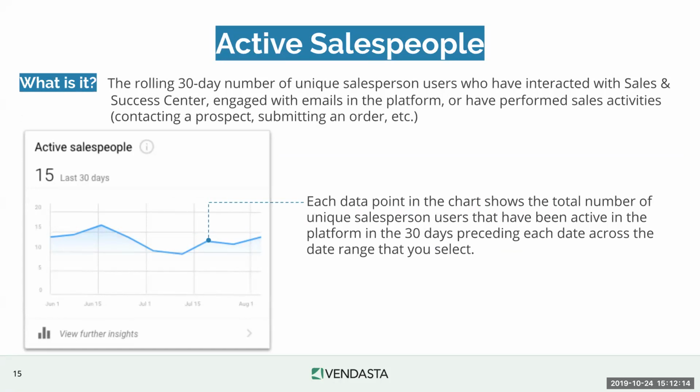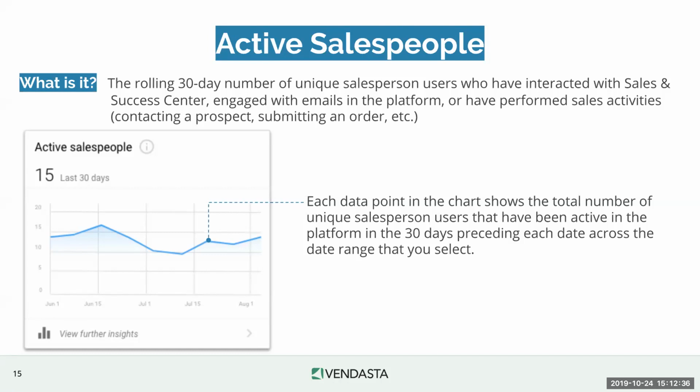So kind of a mouthful, but if let's say you look at July 15th, it basically shows you the range June 15 to July 15, how many unique salesperson users have interacted with the Sales and Success Center or have done any tracked activity.